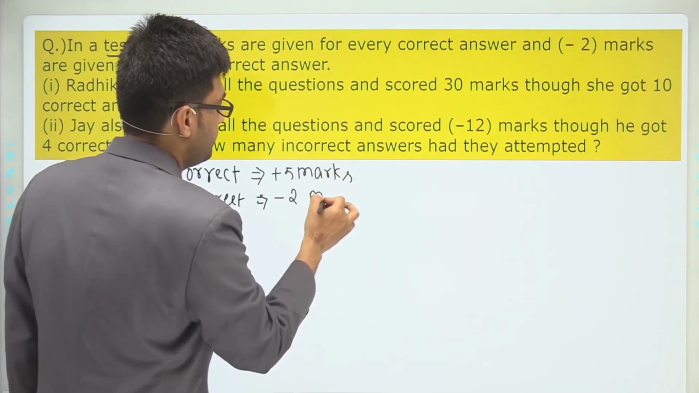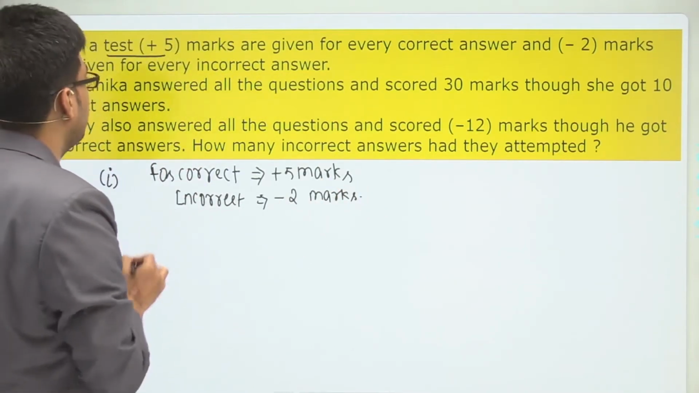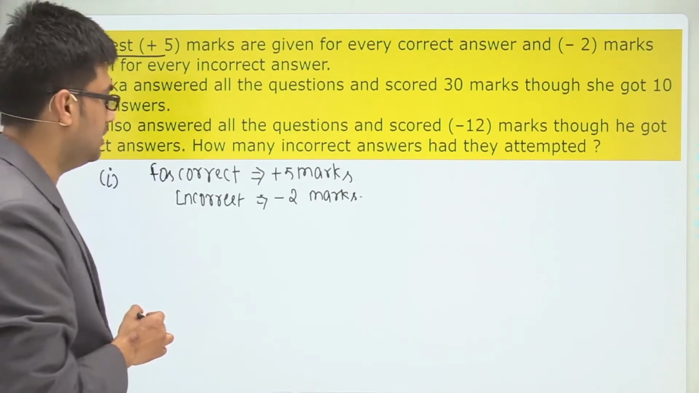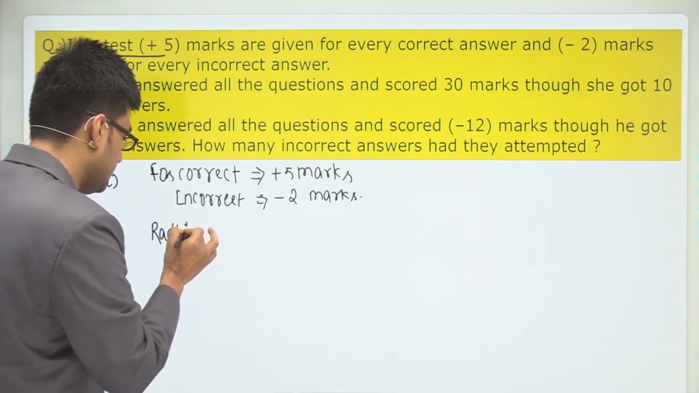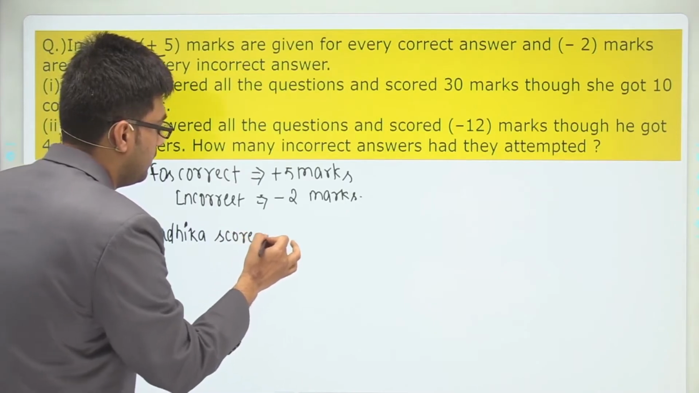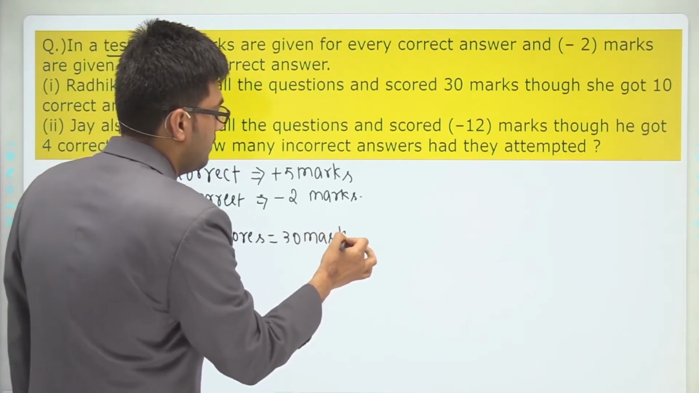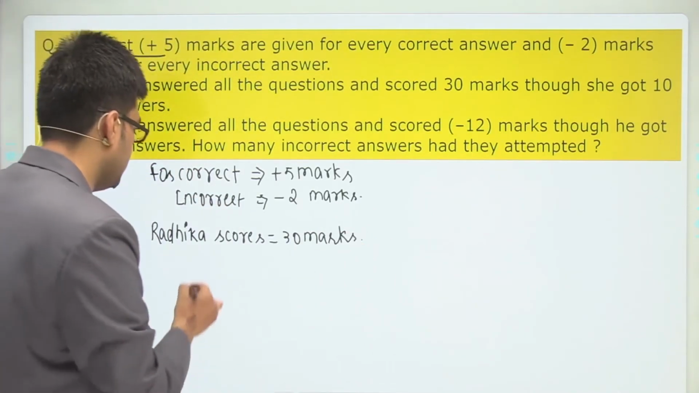Clear? Now for the first question, Radhika answered all the questions and scored 30 marks. Clear? And she got 10 correct answers.